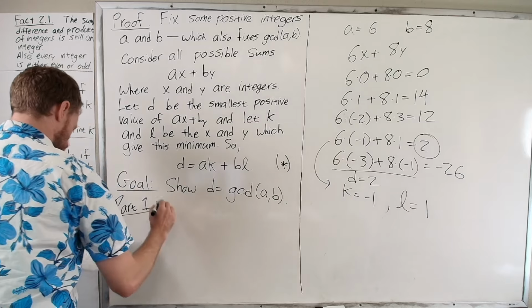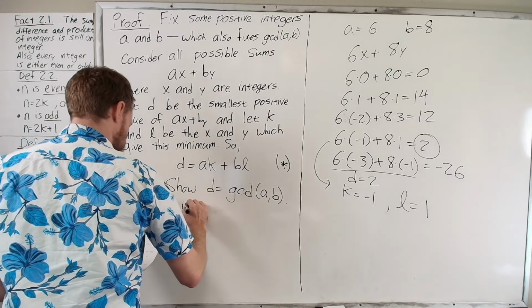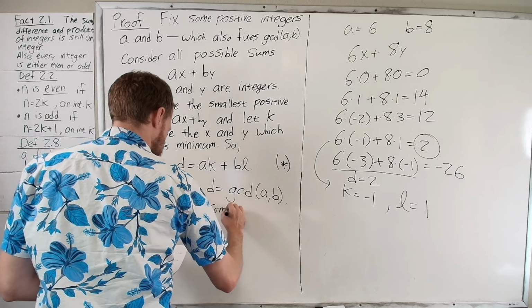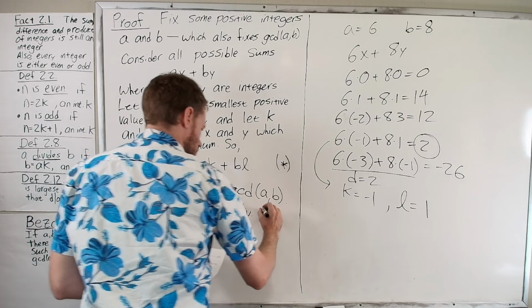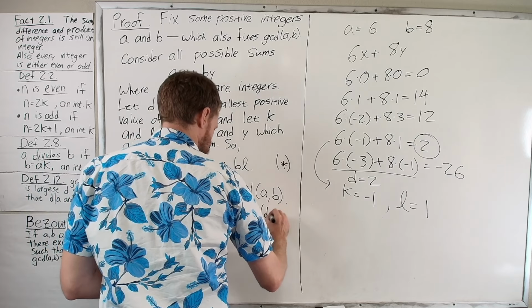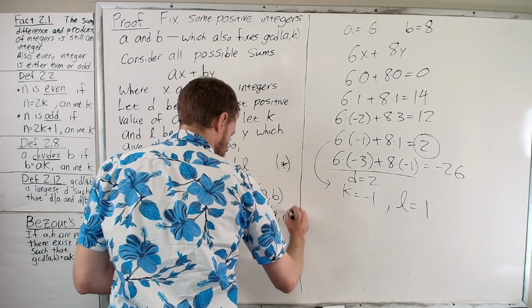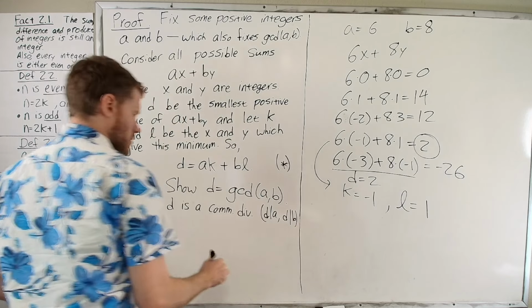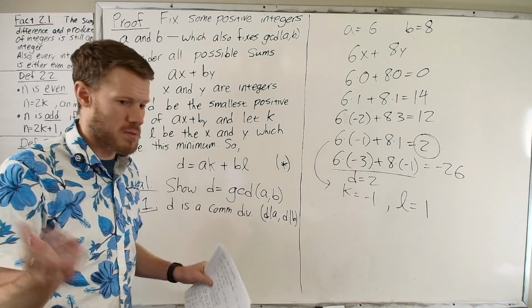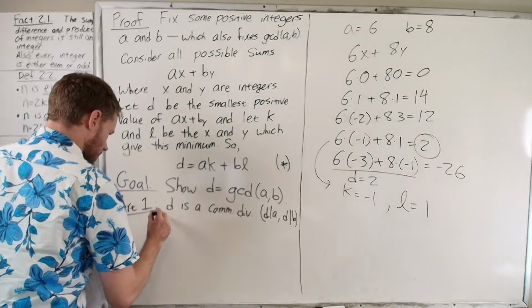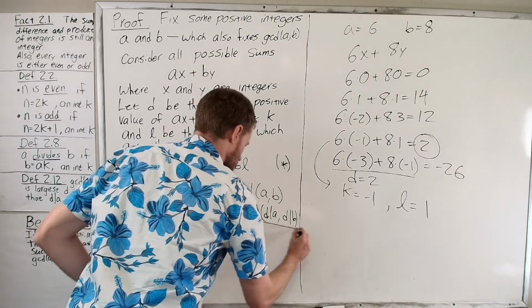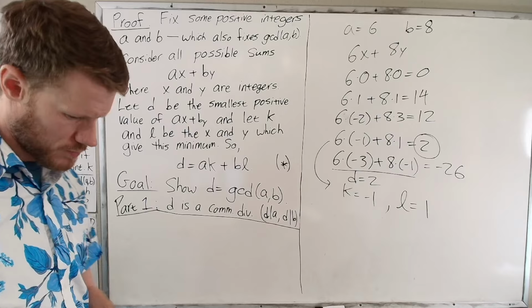So part 1 is to show that D is a common divisor. Basically, I want to show D divides A and D divides B. Now it turns out those 2 parts are almost identical. So I'll just do the D divides A part, and leave it as a little exercise to reproduce the work for D divides B.